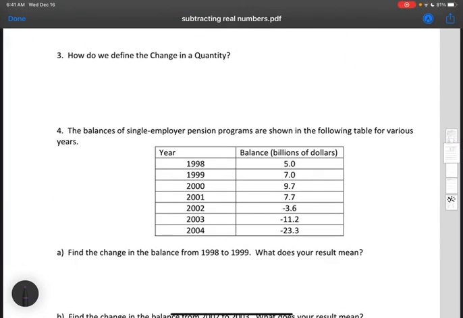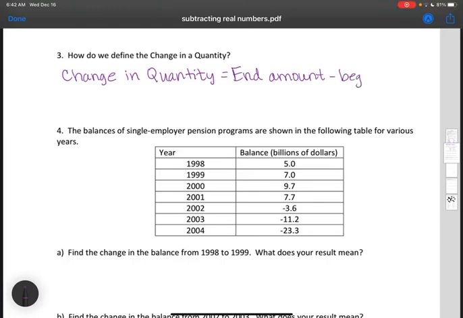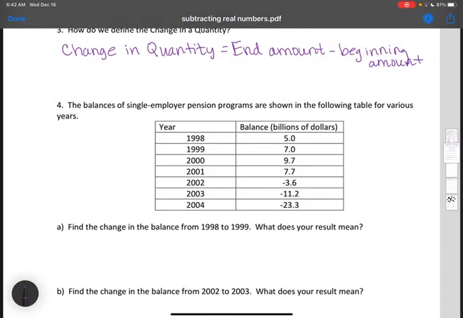And here we have, how do we define the change in a quantity? Okay, so you don't know what this part means yet. This will be in your book. Some of the questions might ask you to describe what the change is. So the change in a quantity, I'm going to write this out. Change in quantity equals your end amount minus the beginning amount. Okay, and we'll see that here coming up. I'll leave it there just in case you're still writing.